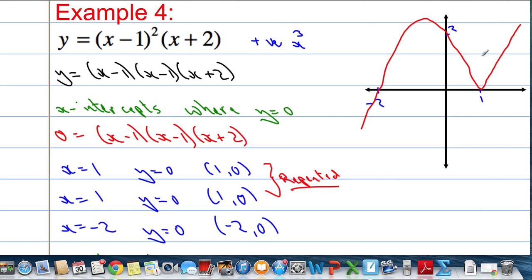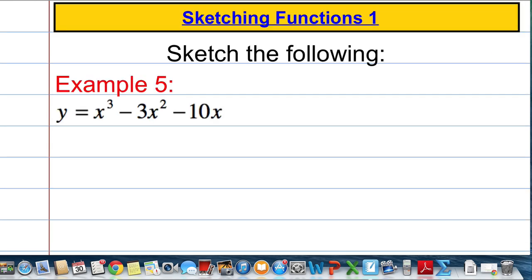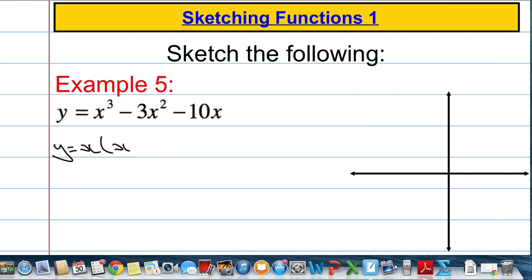Okay, one more to go. So we're asked to sketch the following here. It looks quite complex. Let's see what we can do. So, axis sketched. Now, what I'm going to do is make life a little bit easier for myself. I'm going to factor out x. I can see there's an x common to everything, so let's factor out x. And that would leave me with x times x squared, subtract 3x, subtract 10.